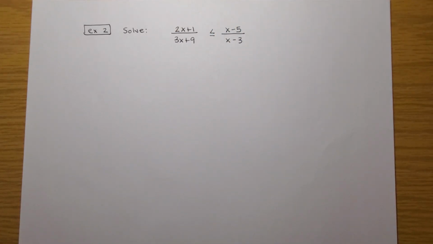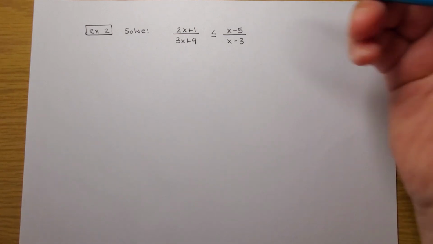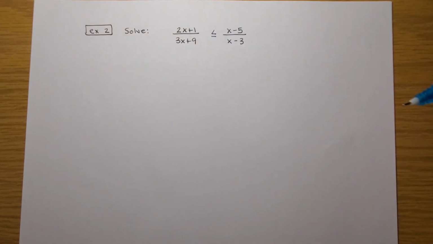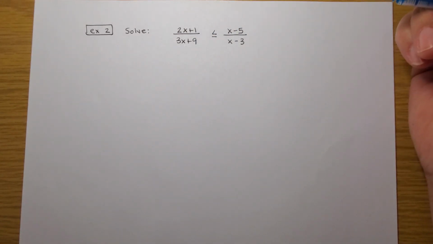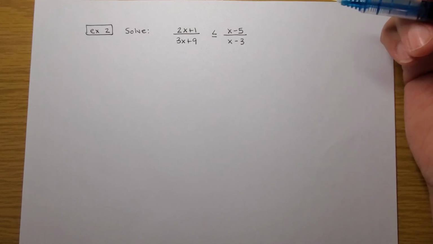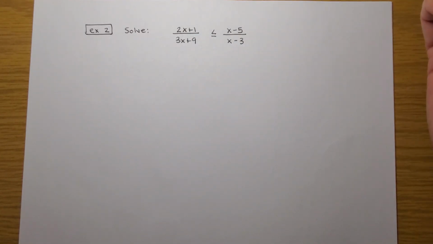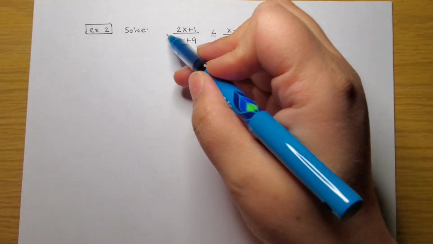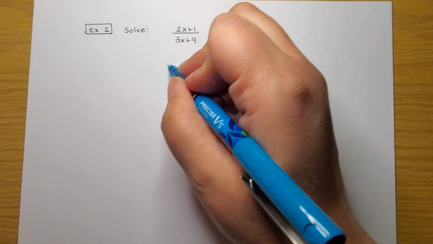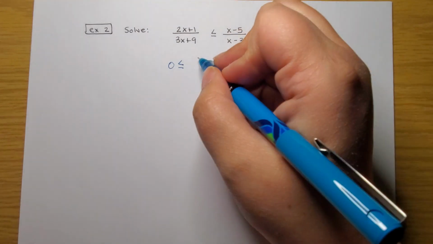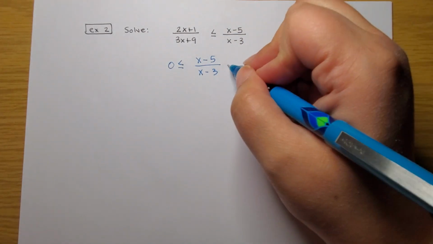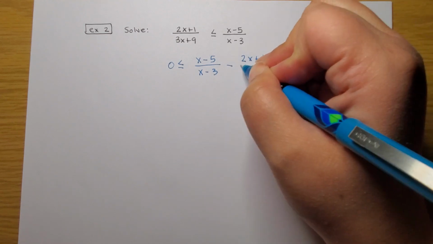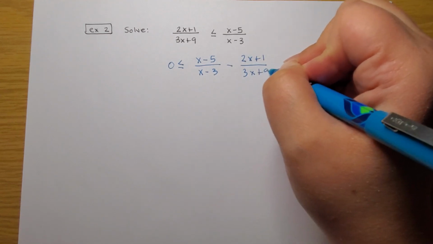So instead, we're going to bring everything over to one side so that we have 0 on the other side, and then create a table of signs. We could bring everything to the left, or we could bring everything to the right. This time I'm just going to bring everything to the right. But again, it really does not matter how you decide to do this. So I'm just going to subtract this thing from both sides. That'll get me 0 is less than or equal to (x - 5)/(x - 3) minus (2x + 1)/(3x + 9).